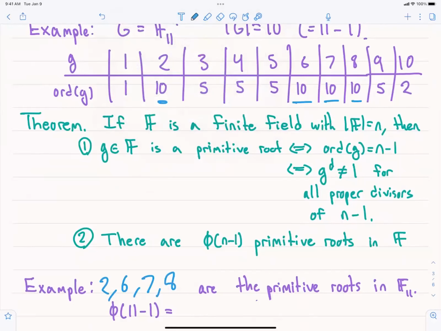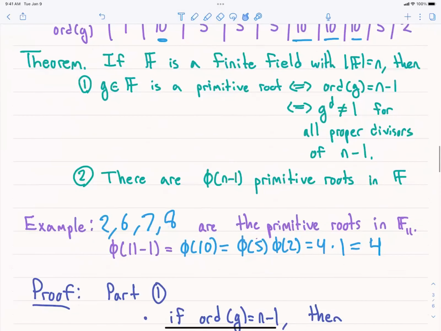On the other hand, let me now look at this second part. If I compute phi of n minus 1, that's phi of 11 minus 1, so phi of 10, which is phi of 5 times phi of 2, which is 4 times 1, which is 4. So that at least checks out in this example. Here, phi of 10 is really equal to the number of primitive roots I saw. Okay, so how do we prove this theorem?